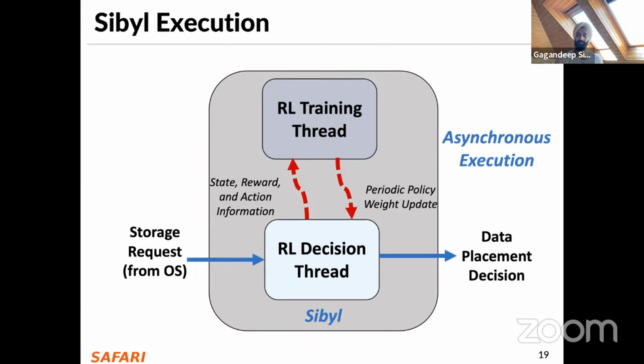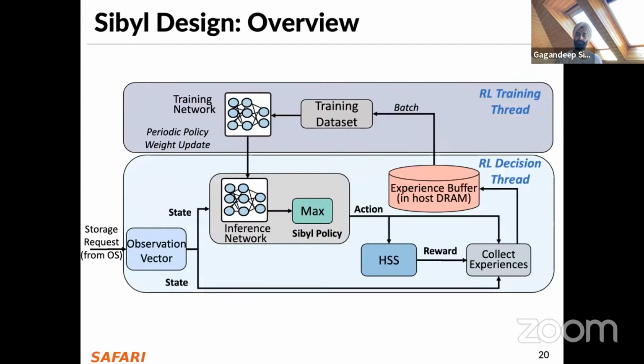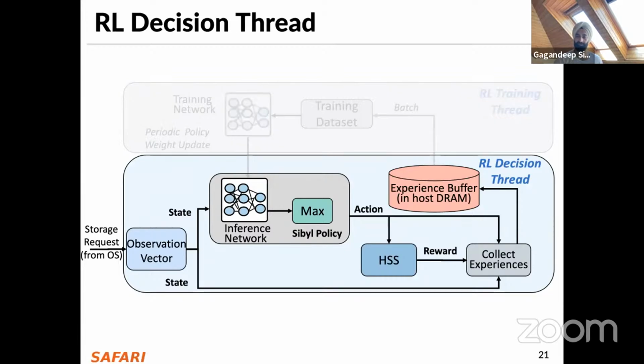Since our threads are running asynchronously, it avoids the training in the RL training thread interrupting the delays of data placement decisions for the incoming request, which is happening in the RL decision thread. Now I will go into the implementation of each thread. First, let's look at the RL decision thread, where we have Sybil that decides the data placement for the current storage request while collecting the information about its decisions.